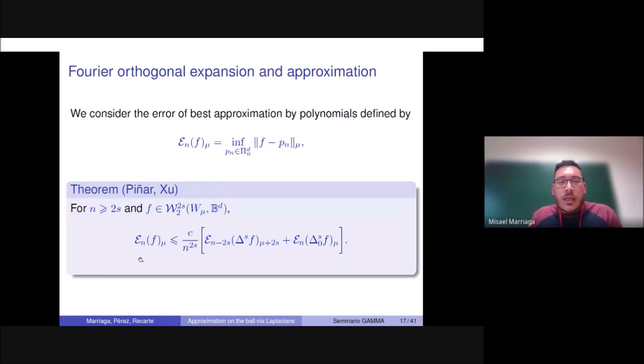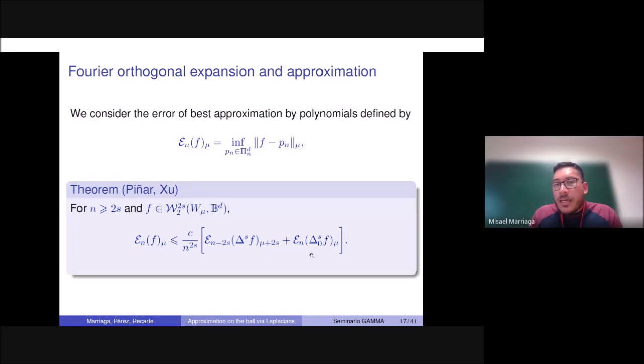And we have the following result by Piñar and Xu, which states that this error has a convergence rate given by this power over here, 2s. And there are two other error terms involved, and the rate is related to the order of the differential operator that appears here, which is something that appears in the classical analysis of Fourier expansions.